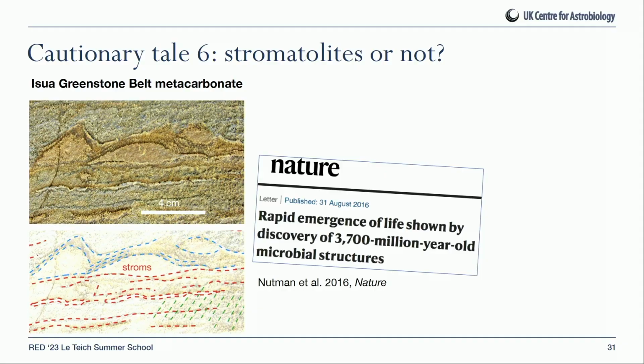There was a 2016 paper describing some interesting convex structures preserved in metamorphosed carbonate rocks from the Isua Greenstone Belt in Greenland, about 3.7 billion years old, and interpreting these as fossil stromatolites because they had that kind of dome-like shape that we saw stromatolites can make. There was some evidence for internal lamination inside these structures, and you see that in real stromatolites. You get these layers of sequential generations of the microbial mat preserved.